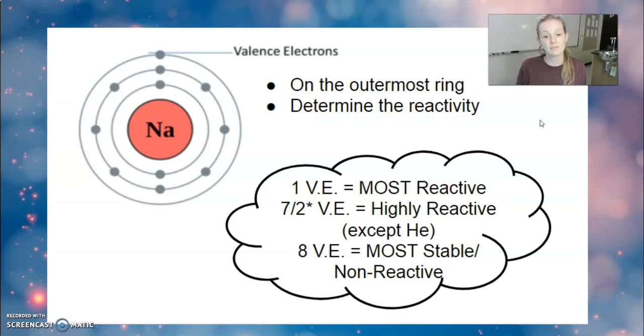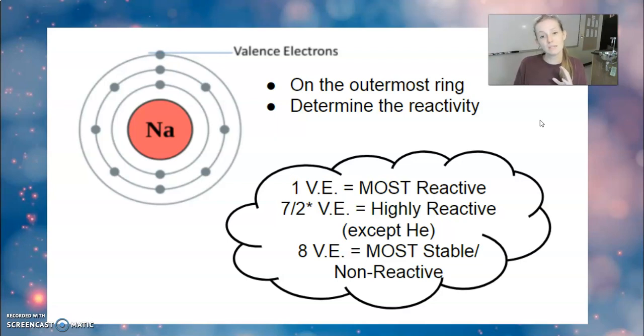If an element has 7 or 2 valence electrons, it means that it's going to be highly reactive. Now I added a note in here saying that this excludes helium. Helium has 2 valence electrons, but like that last slide said, the innermost energy level can only house up to 2. That means helium has a full outer valence shell, so it's going to behave like all of the elements in group 18 with 8 valence electrons, which means that they are all incredibly stable and non-reactive.